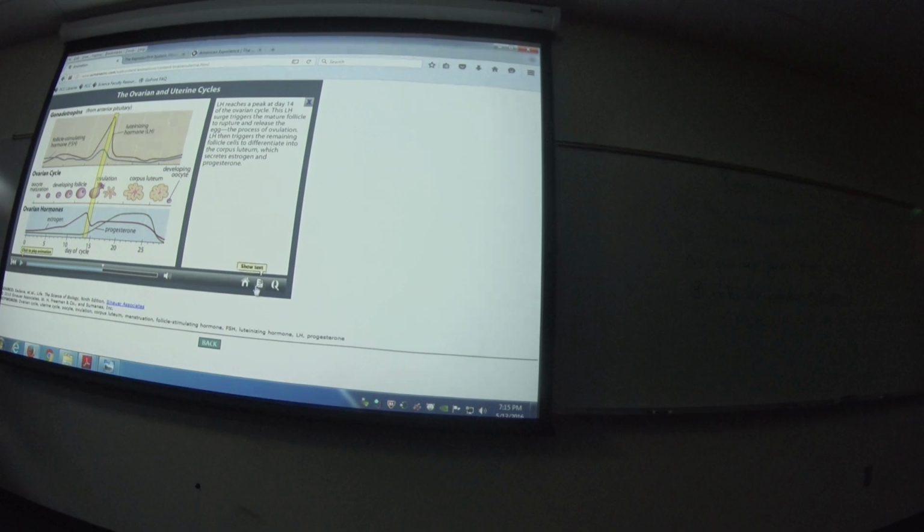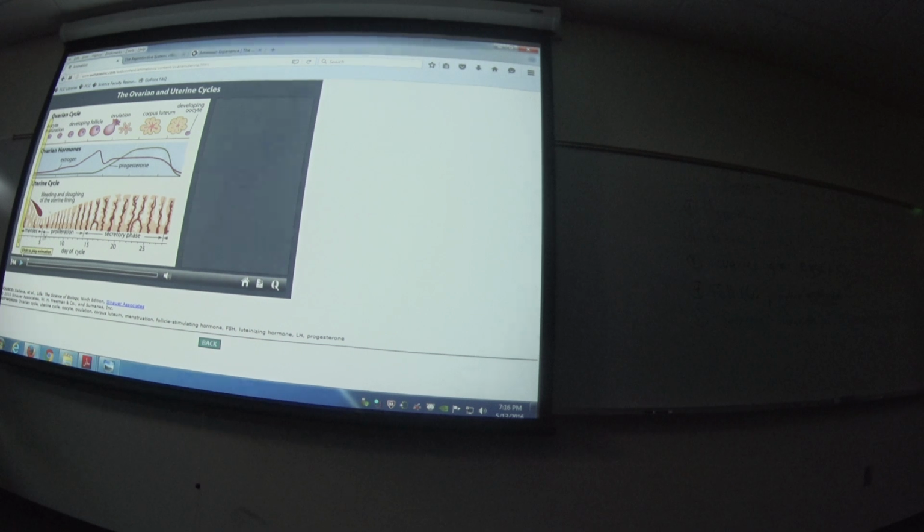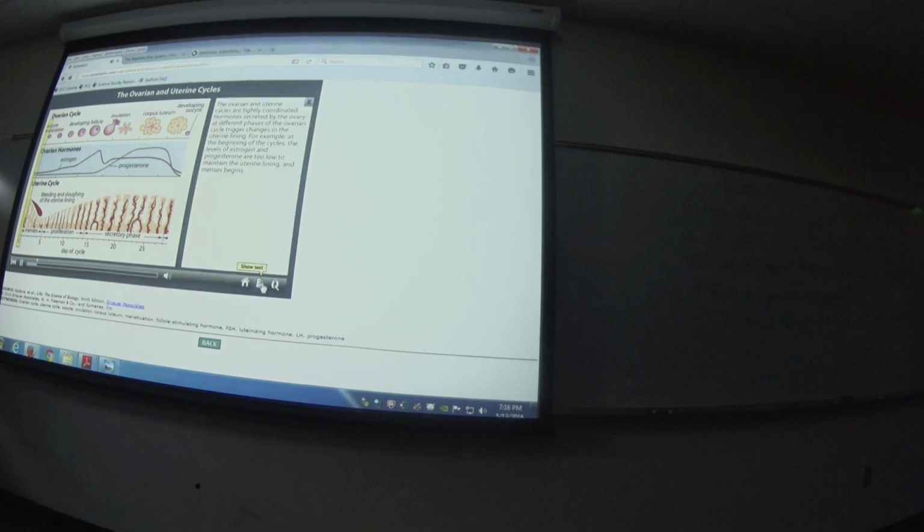Okay. So now let's put that together with the uterus. Because you have the ovaries, the brain, the estrogen and all that, and the uterus part. The ovarian and uterine cycles are tightly coordinated. Hormones secreted by the ovary at different phases of the ovarian cycle trigger changes in the uterine lining.